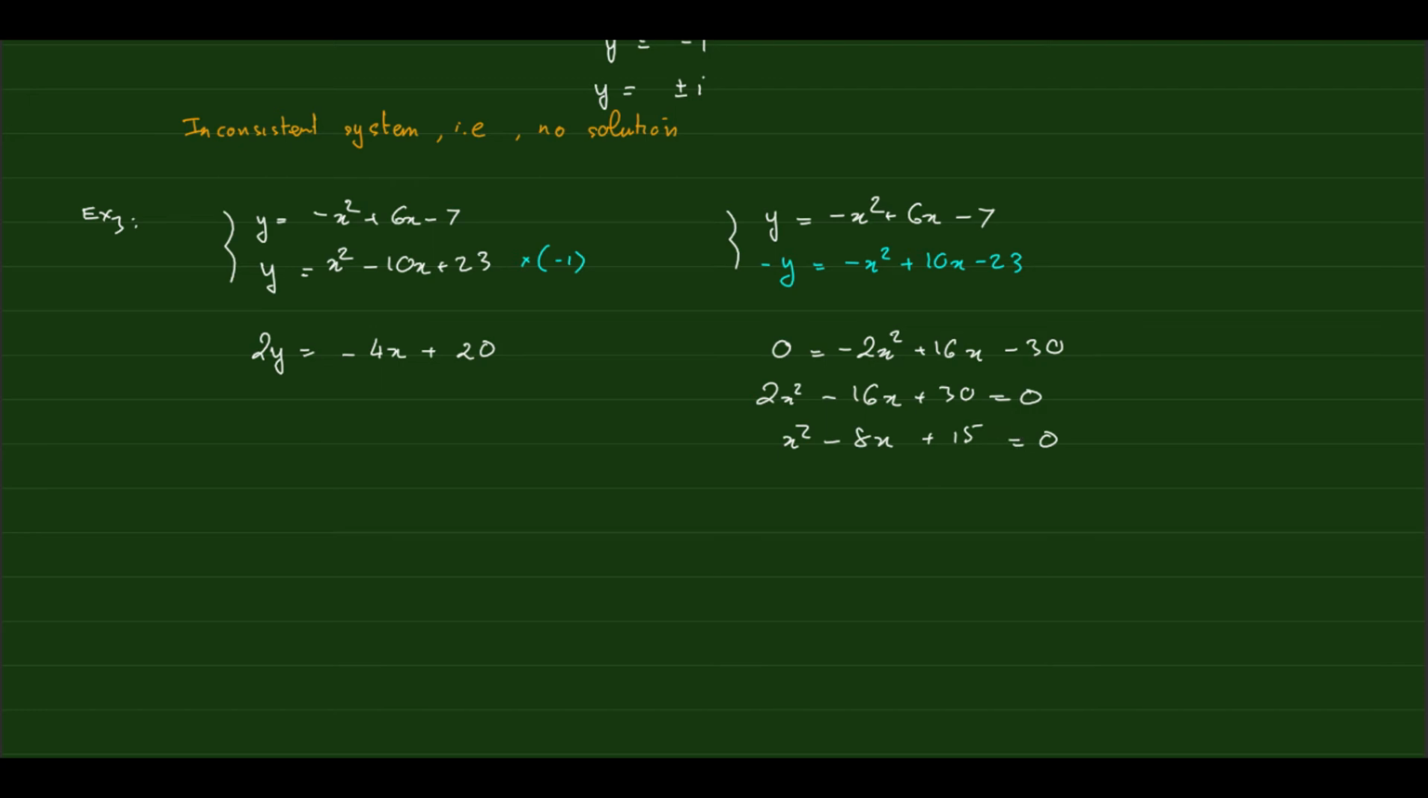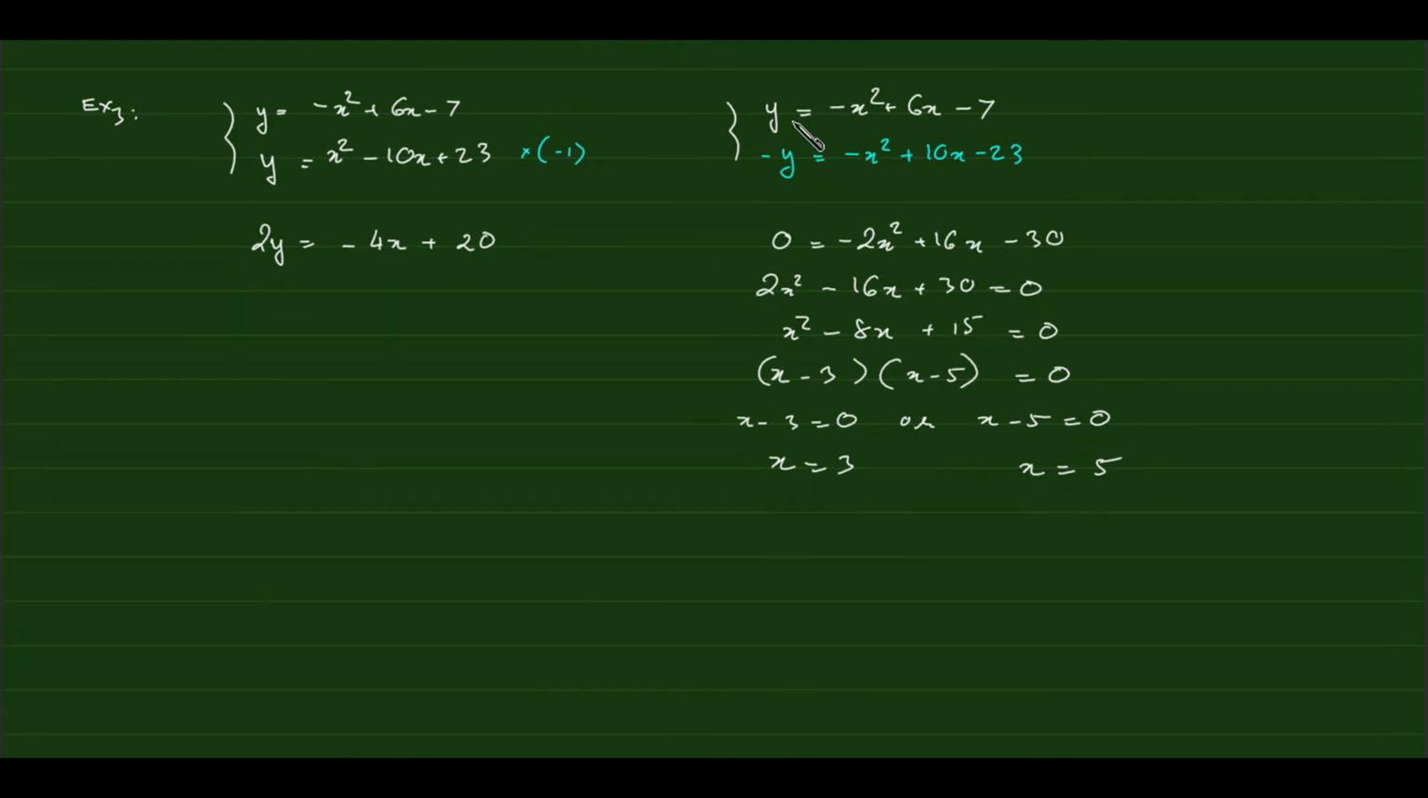Now you see that you can go ahead and factor them. So we have x minus 3, x minus 5 equal to 0. So over here I can apply the zero product property, and x equals 3 and x equals 5. And now you can go ahead and plug them in. Plug in here to get the y.